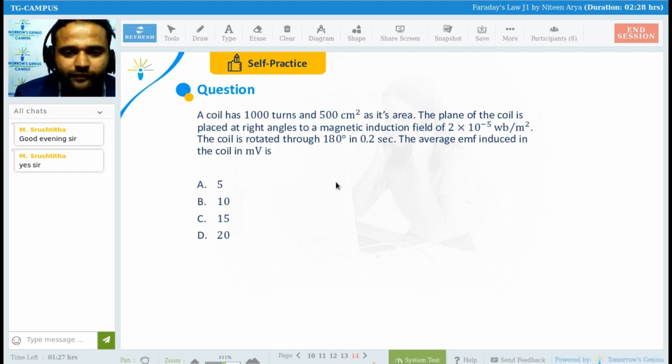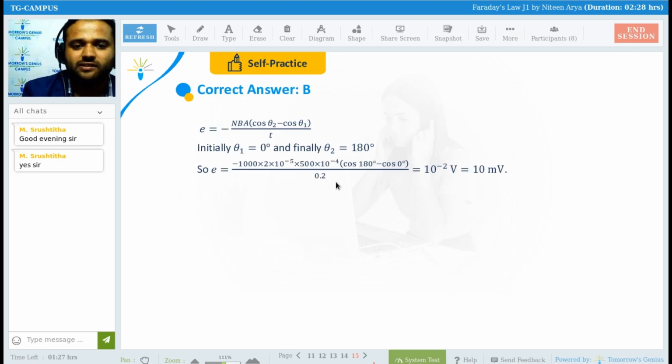Let me check. A coil has this many turns, this much area. The plane of the coil is placed at a right angle to the magnetic field induction. The coil is rotated through 180 degrees. The average EMF induced. Okay, I haven't taught you the EMF till now, so I can solve this for you. EMF is this one: NBA cos theta 2 minus cos theta 1.